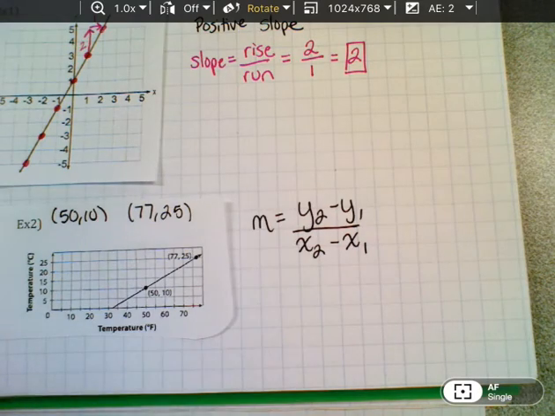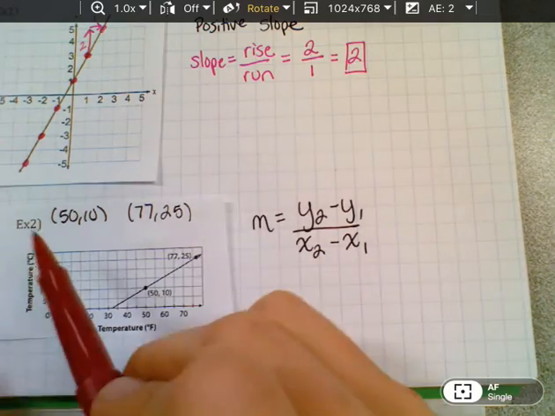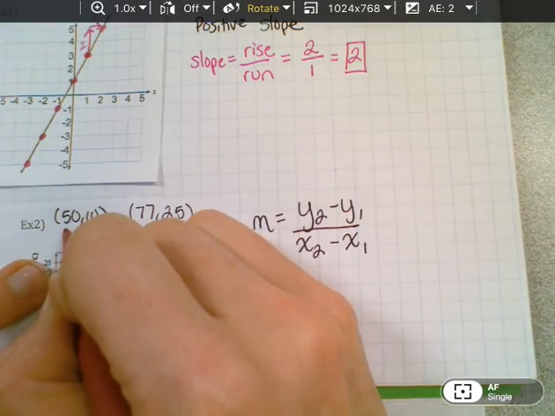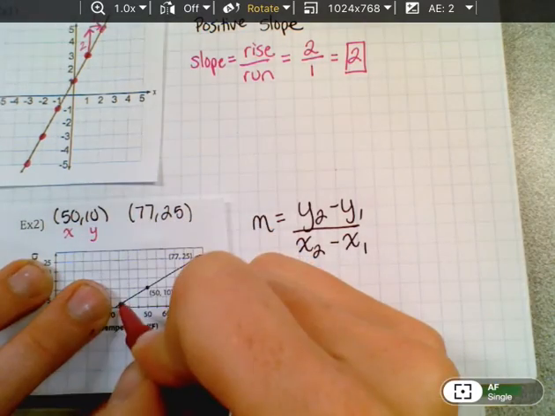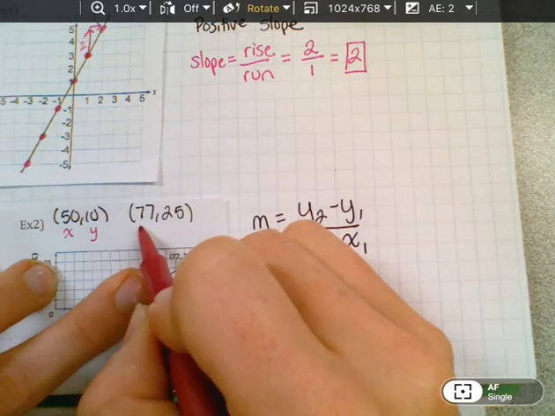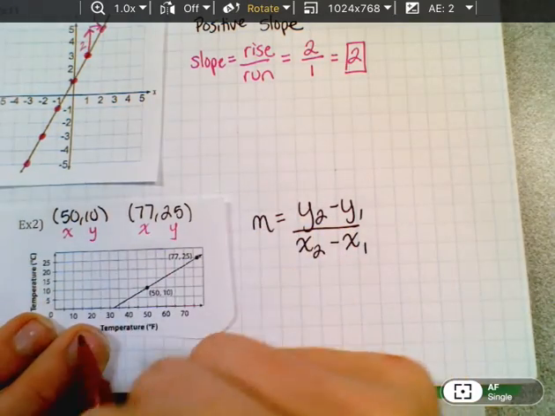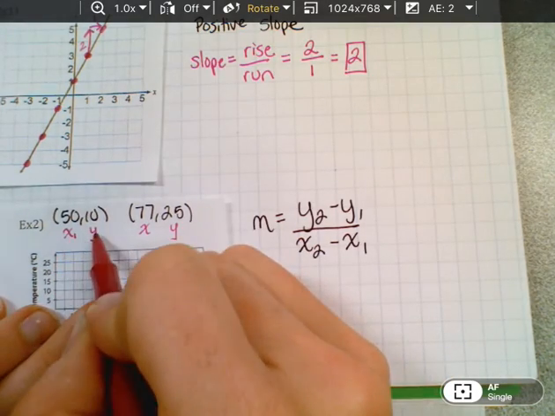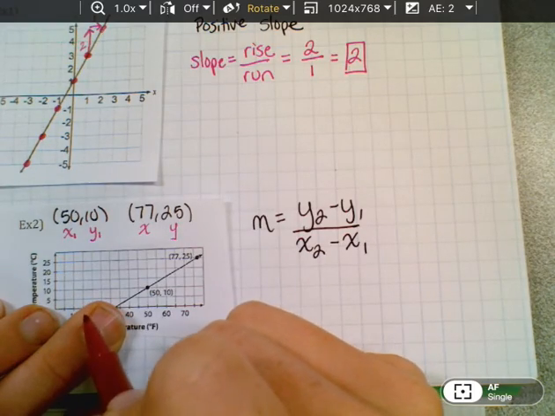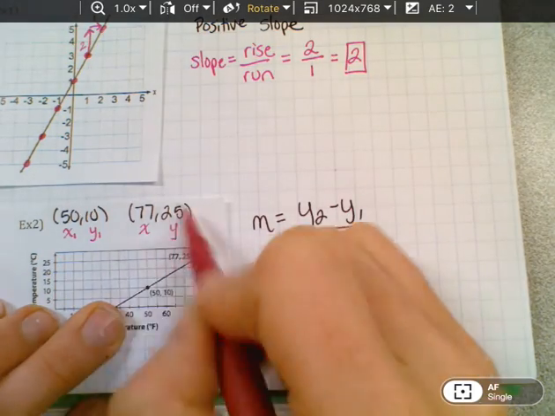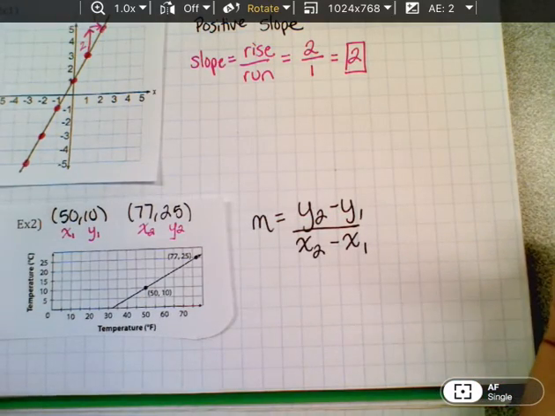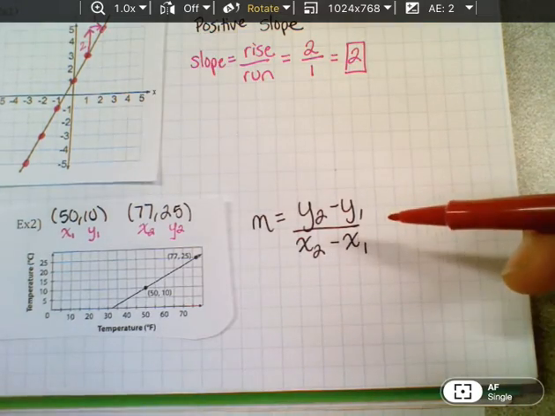Okay. Whenever you're using the slope formula, you must label your points. So here's what I mean. This point has an x and a y. So under it, I want you to actually write x, y. This point also has an x, y. X, y. We're not done. This is my first point, and so I'm going to put little baby 1s down here to show that it's my first point. This is my second point, so I'm going to put little baby 2s down here to show that it's my second point. Now I can plug into my formula.